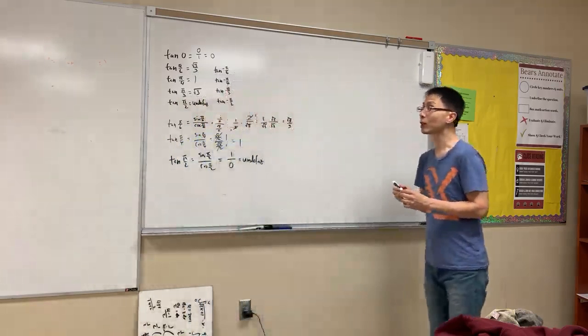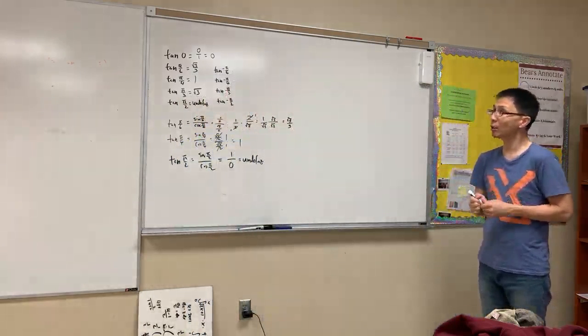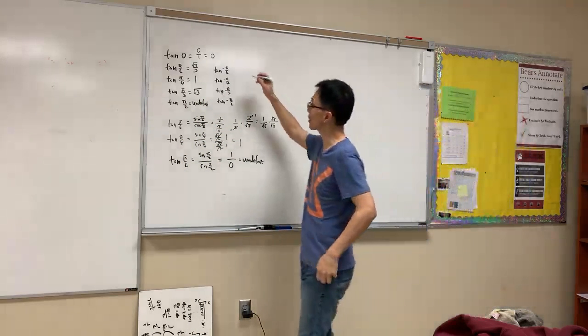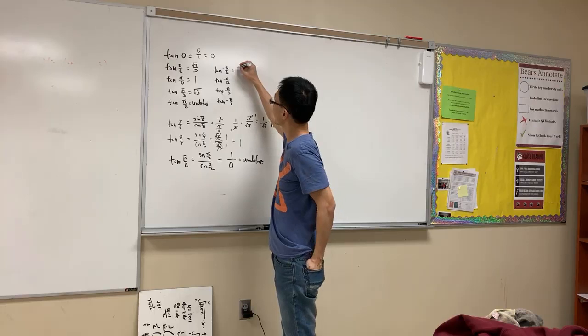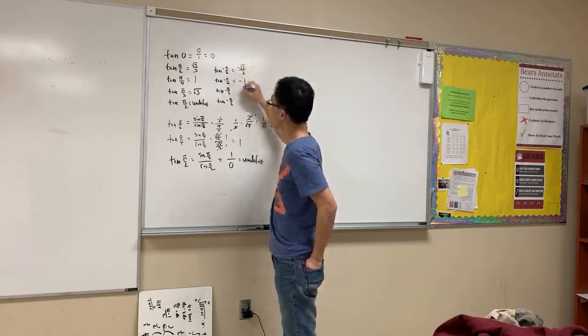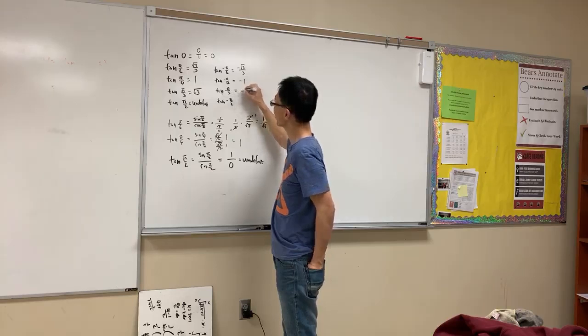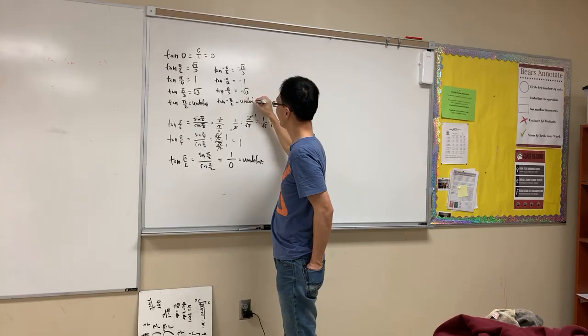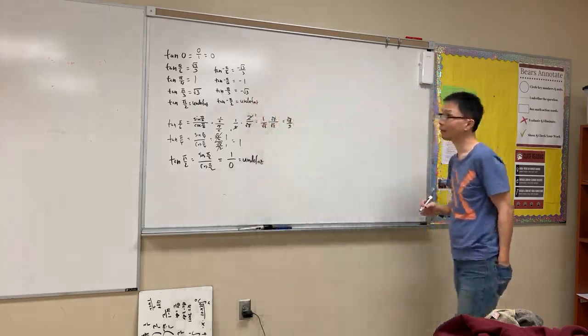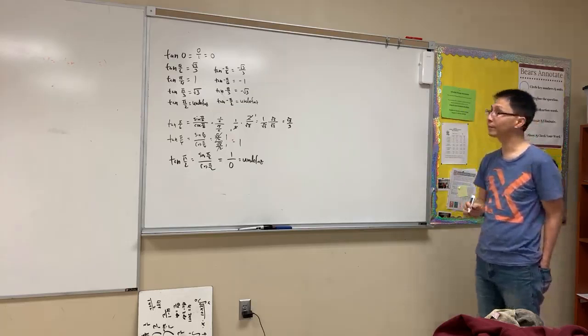Okay, so now, if you think about it, what do you think tangent of negative pi over 6 is going to be? Negative square root of 3 over 3. I was right. That's how you know. I was guessing it was negative.